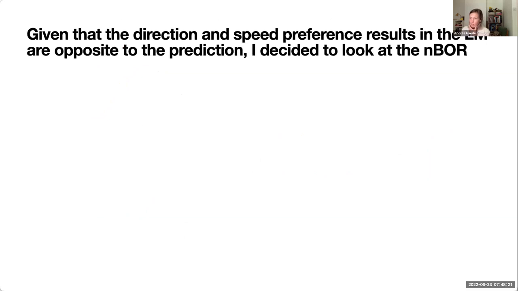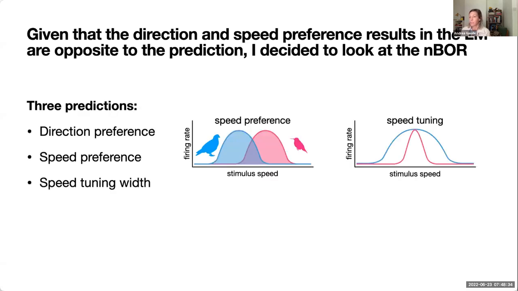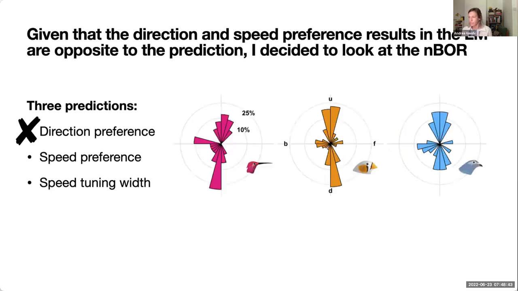Okay, so as I tried to understand the role of the LM, I wanted to find out whether the NBOR has changed in the same ways the LM did. So to do this, I analyzed the NBOR response in three domains: direction preference, speed preference, and speed tuning width. First off, these histograms show that there's really no difference in the direction preference data. We found a lot of up, down, and back cells in all three species.